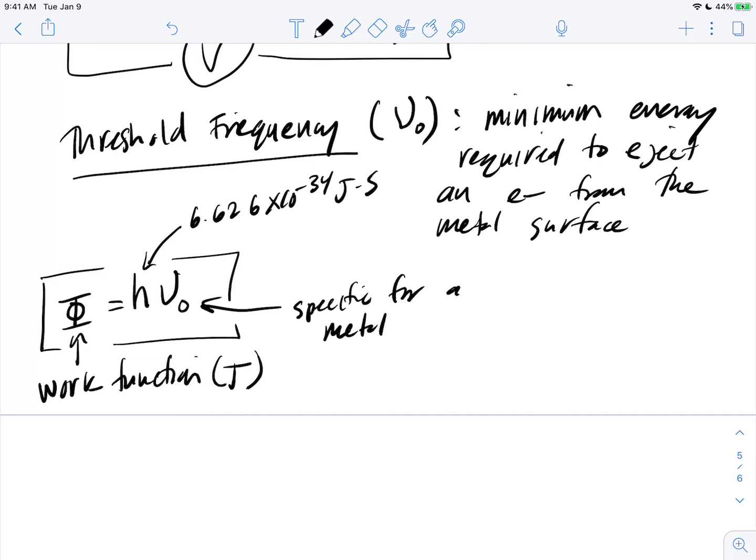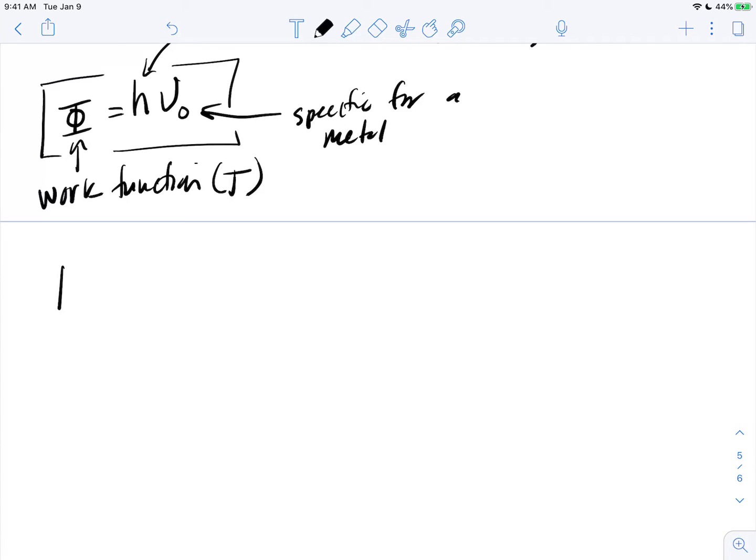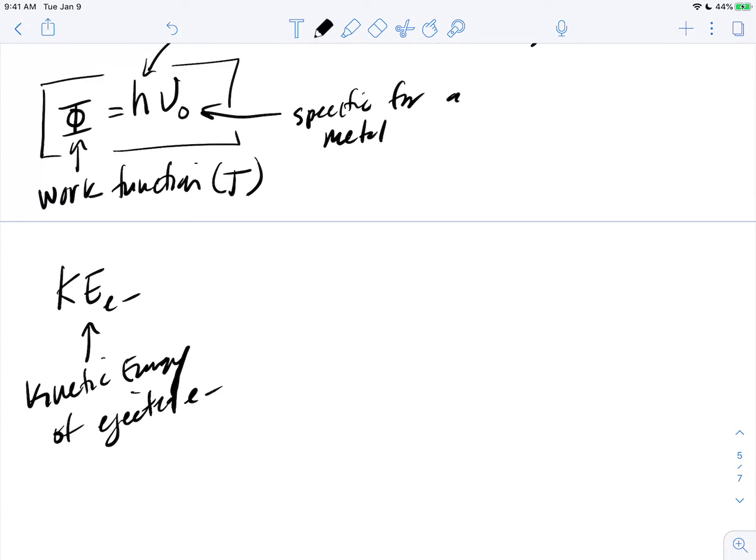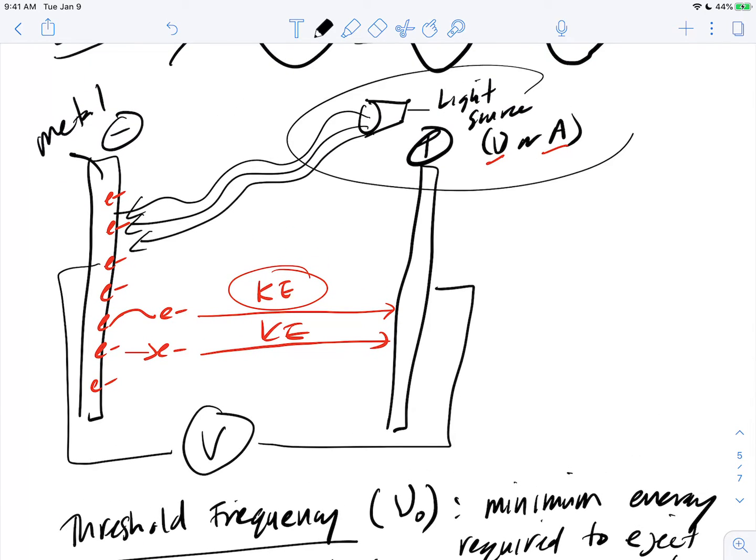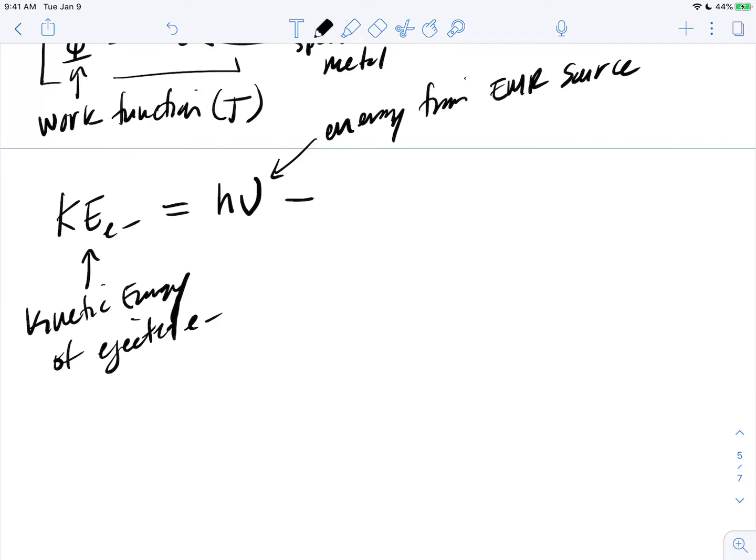So we can also look at the kinetic energy that came from those electrons, and so we know that the kinetic energy of the ejected electron is equal to the surplus of energy. So you look at how much energy was radiated at the metal. This is the energy from the electromagnetic radiation source. So that would be like the energy coming from this light source right here. And then you ask, what's the barrier to eject an electron, how much does that cost energetically? And that's going to be the work function times h.